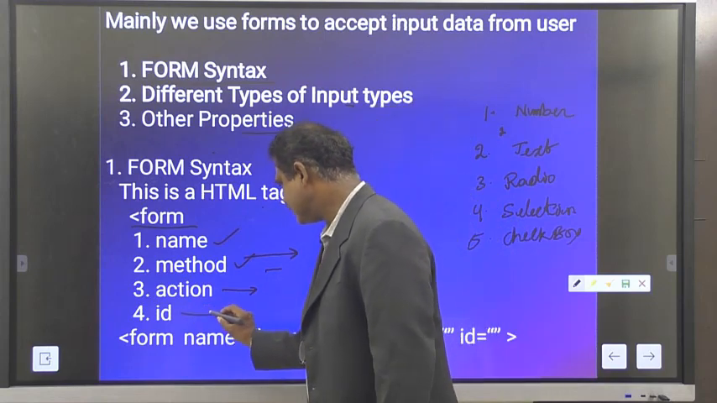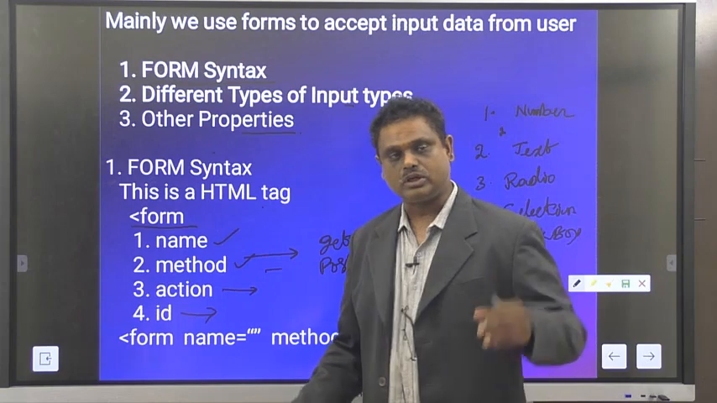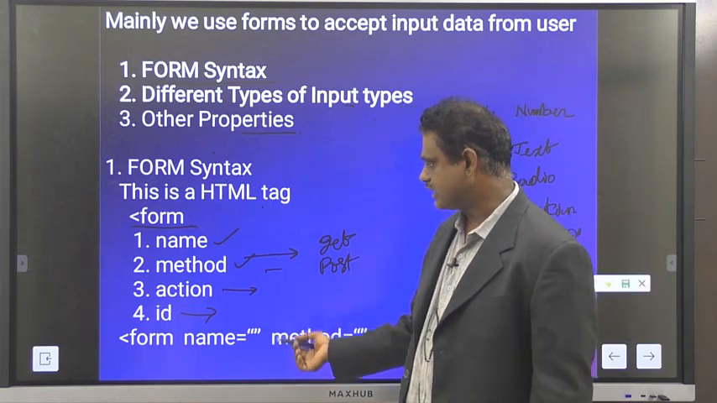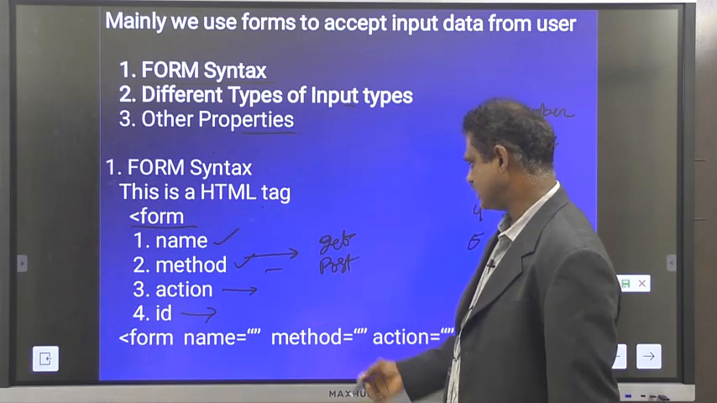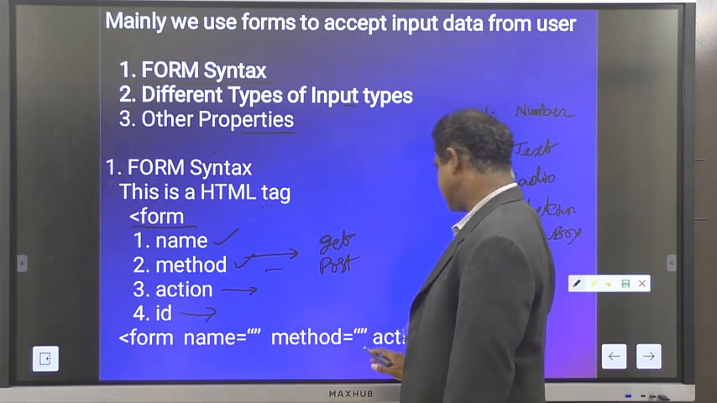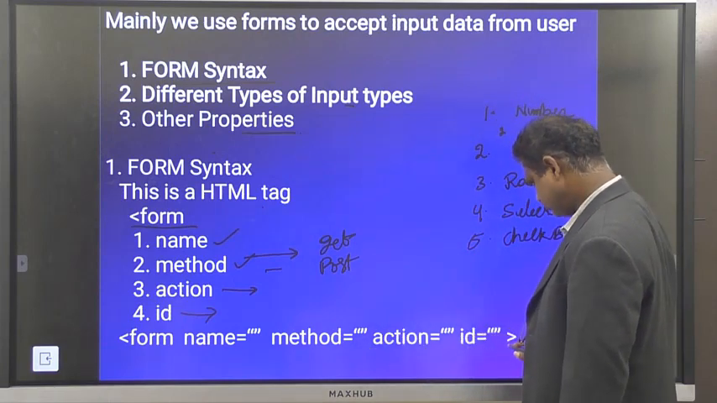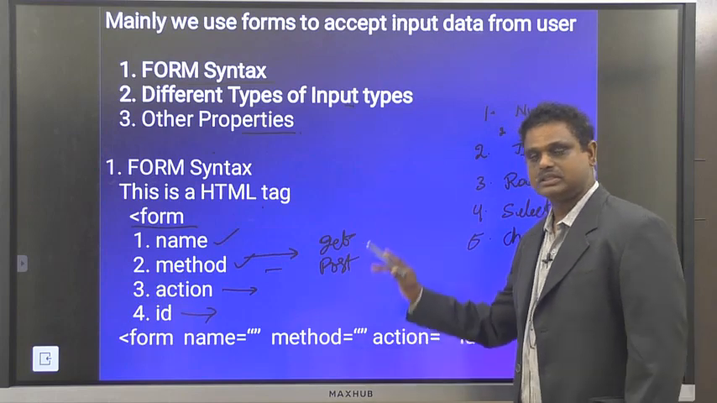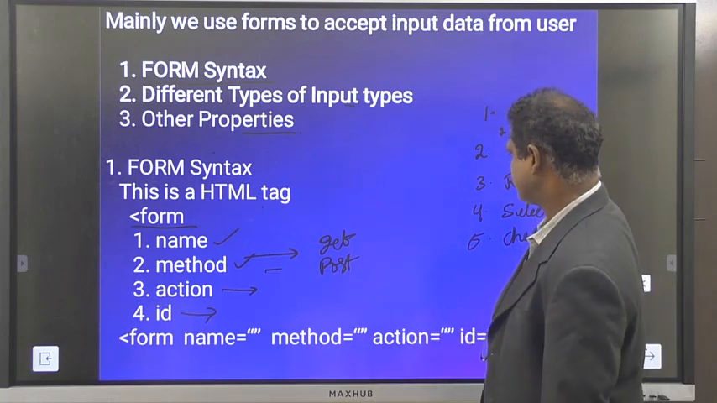Now ID is an optional one. You can use it, and if you use it, you can call this form anywhere with this ID. Something like this: form name is equal to something, method is equal to post or get, action is equal to something, then ID. This is how the syntax goes for form. Right? Next.